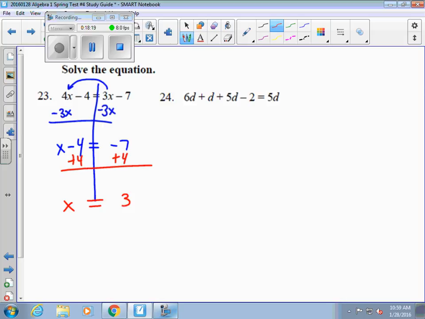And since 7 is the number that's farther from 0, or it's the higher absolute value, that's the sign you want to keep. -3. X equals -3. Use a number line if you need to otherwise.